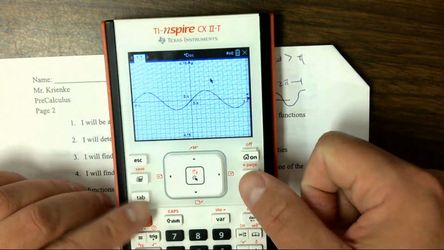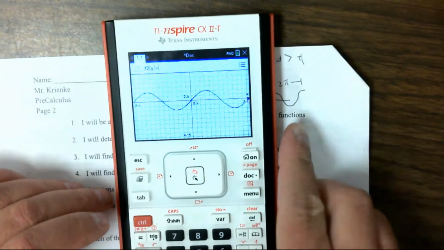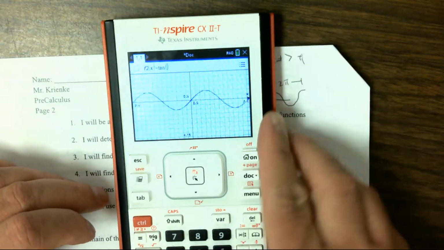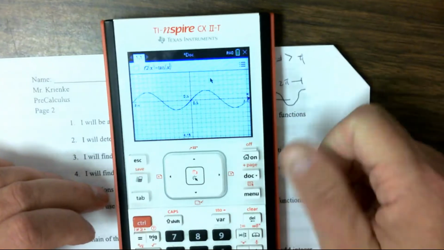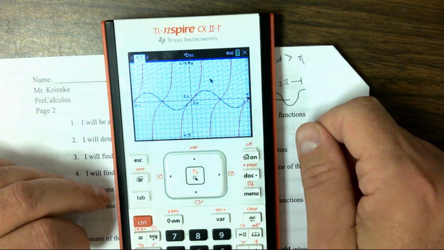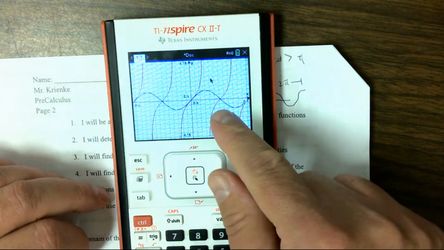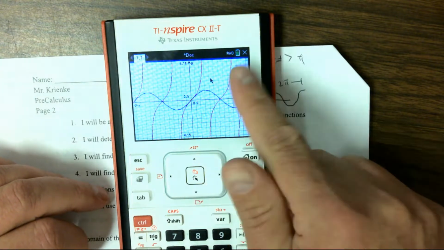Now compare that to tangent. If we go to trig, then go to tan, your asymptotes are going to happen a lot more often. So every pi units, or every about 3 units, there's an asymptote.